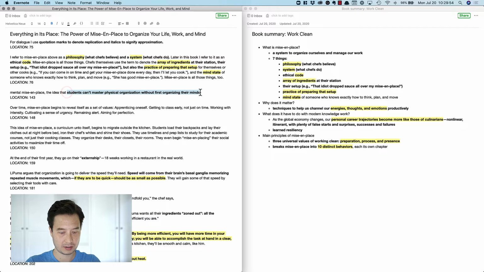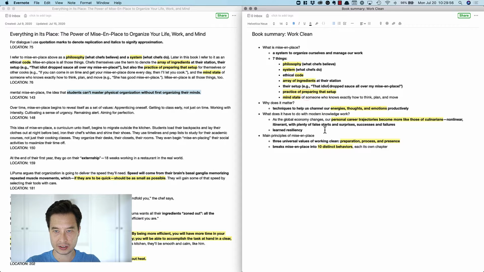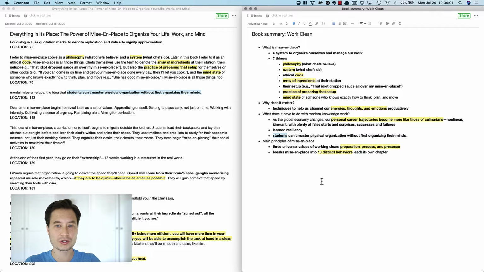Okay, so this is a great one, and it answers this one, right? You could easily substitute knowledge workers can't master physical organization without first organizing their minds, and it would be just as true.